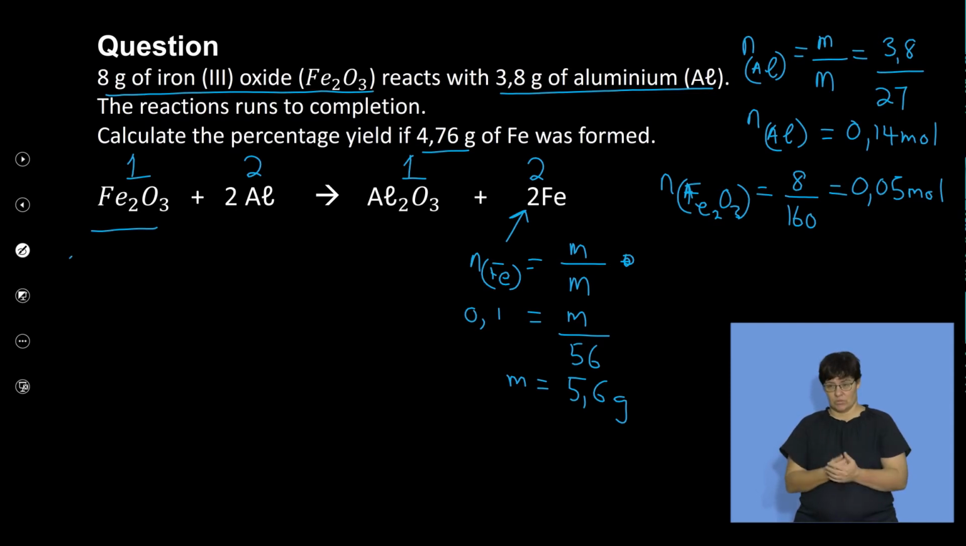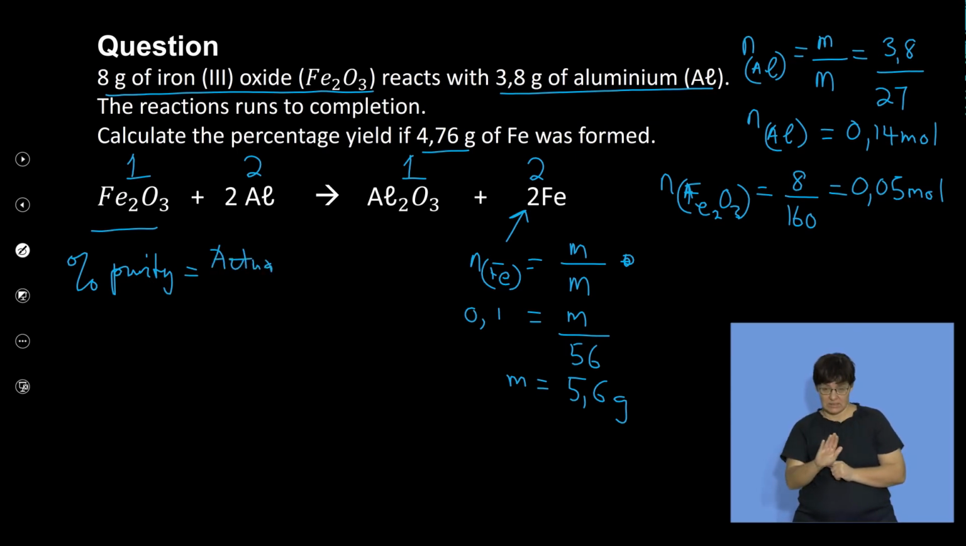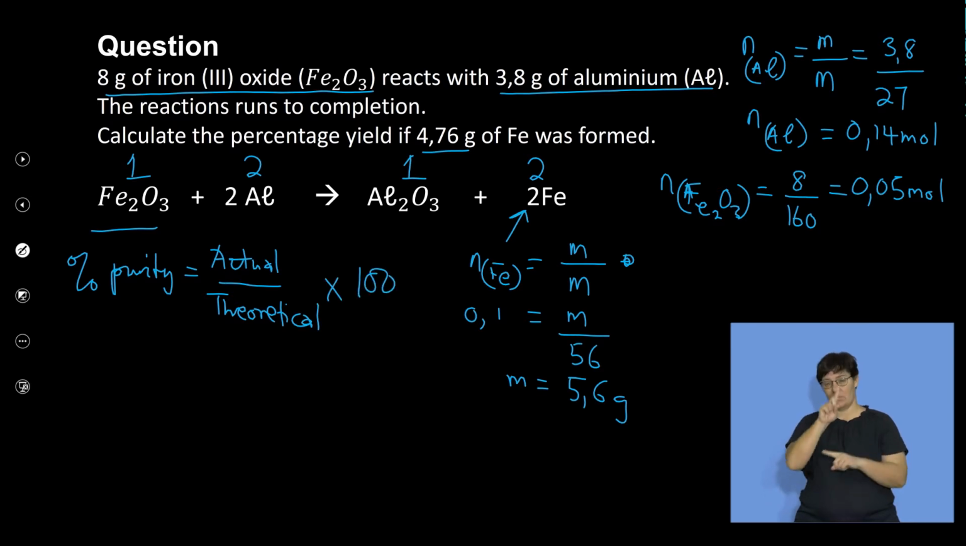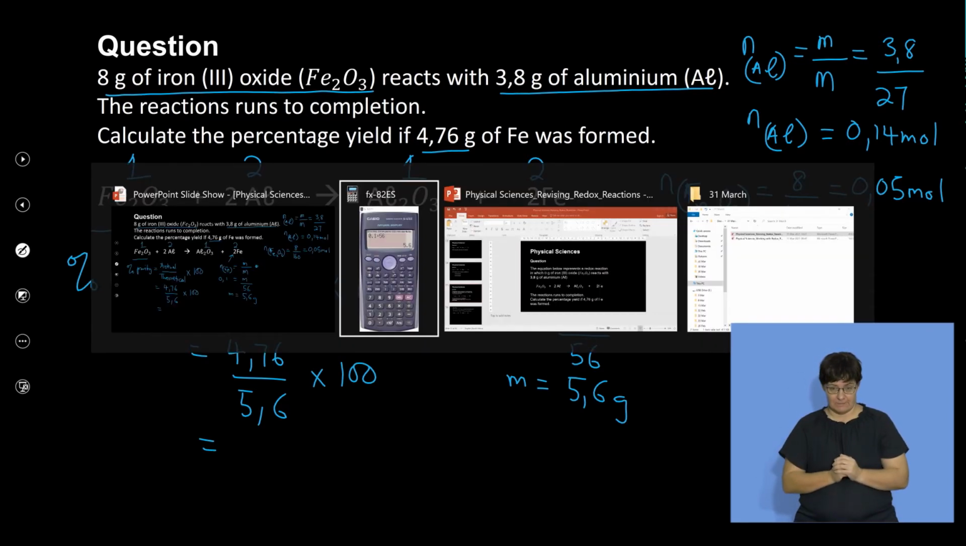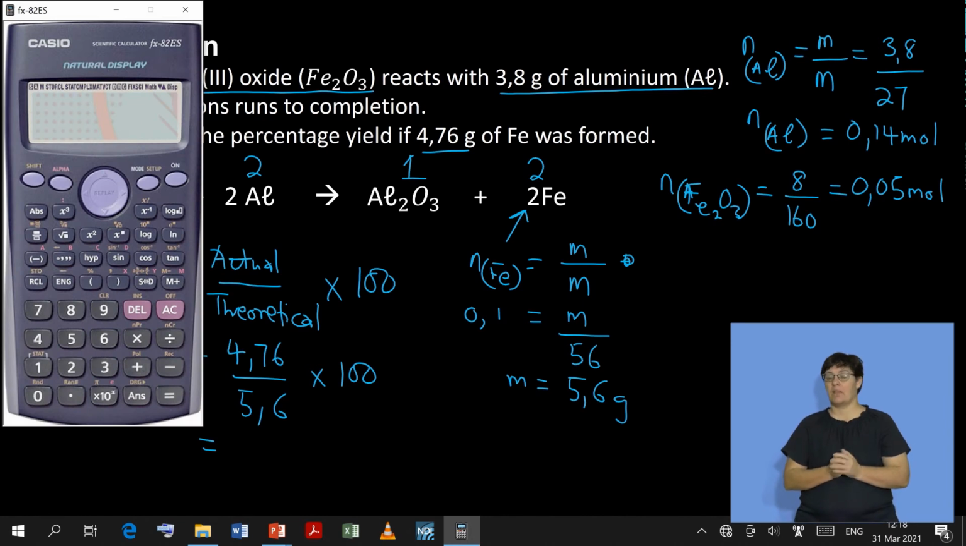So percentage purity is equal to actual yield divided by theoretical yield. We multiply this by 100. So the actual one that was obtained is 4.76, divided by the theoretical, which is expected, which is 5.6. We multiply this by 100, and we'll get the percentage purity. So if we go to our calculator, what do we have?